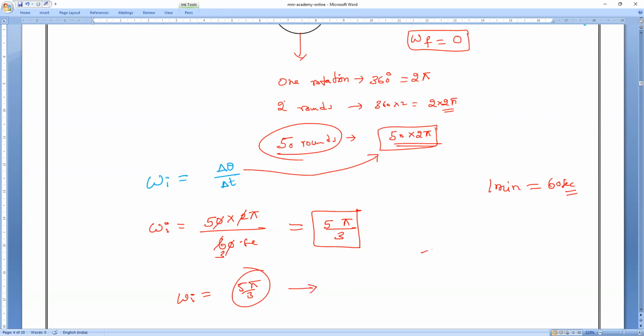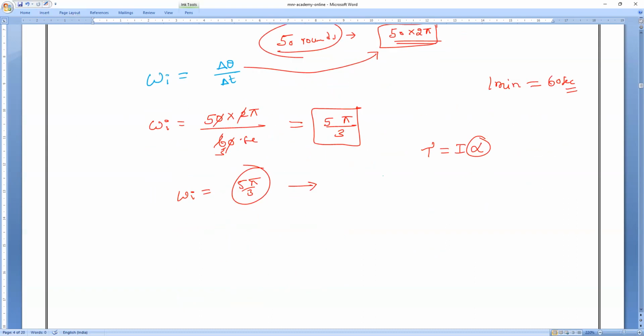Now they are asking us to find torque. So what is the torque formula? Torque is equal to I into alpha. So alpha means what? Speak loudly. Angular acceleration. So what is the formula for angular acceleration? Final velocity minus initial velocity by time period. Final velocity is 0, initial velocity 5 pi by 3, divided by time.